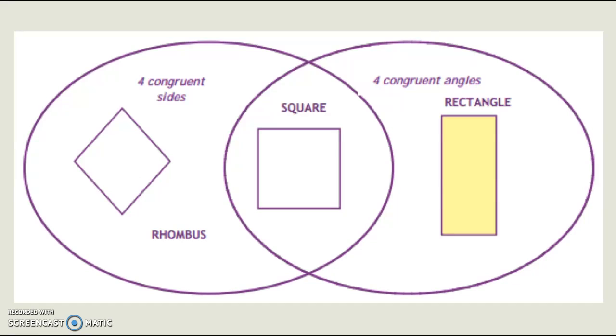Here's an example of congruency related to shapes. In the left-hand side, we have a rhombus. It has 4 congruent sides. On the right side, we have a rectangle, which has 4 congruent angles. If we put those two together, we get a square. 4 congruent sides with 4 congruent angles.